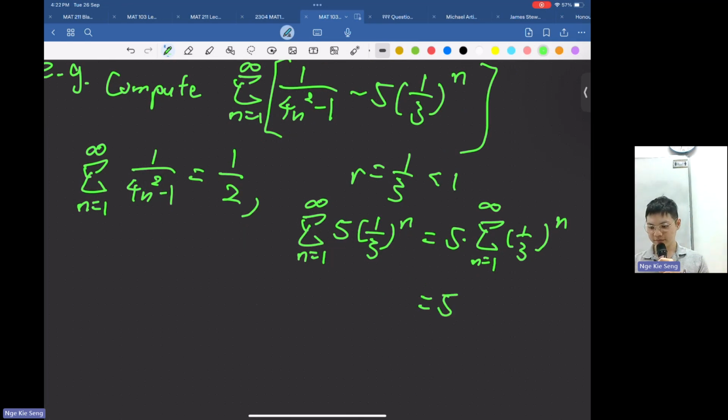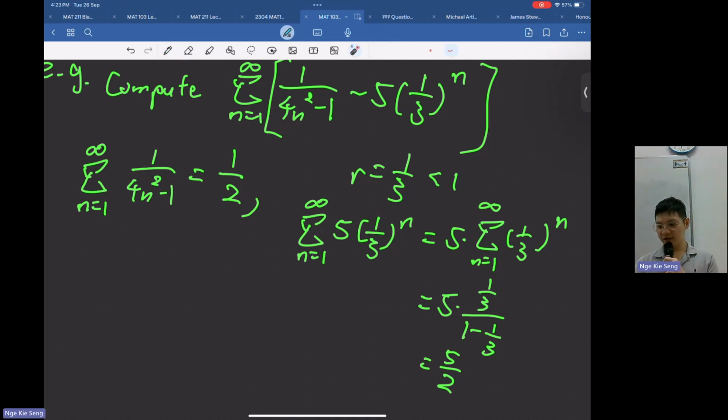Then you use S infinity to compute, which is A over 1 minus R. So altogether, you get 5/2. If you don't want to pull it out, you can also just straight away apply A over 1 minus R. In this case, the 5 will go to the top here. So pulling the 5 out or in means a different operation, although the results are the same.